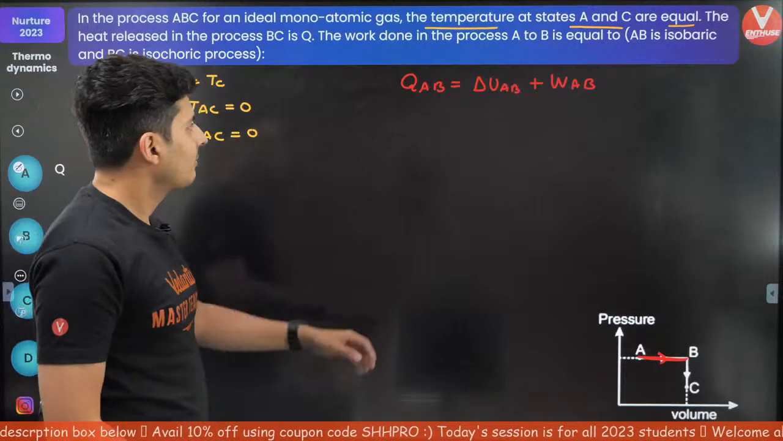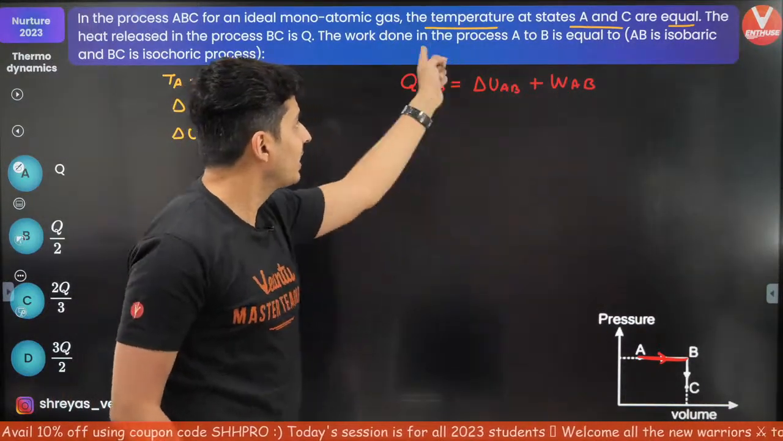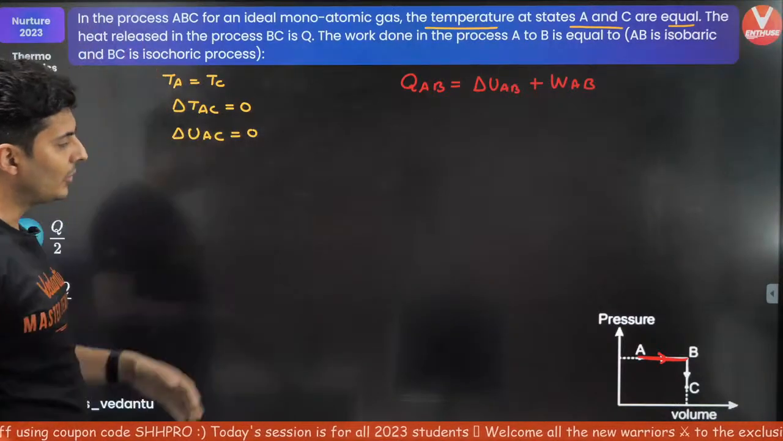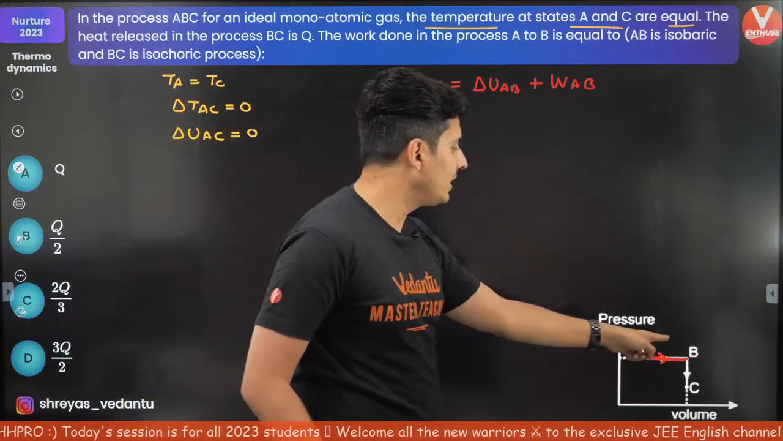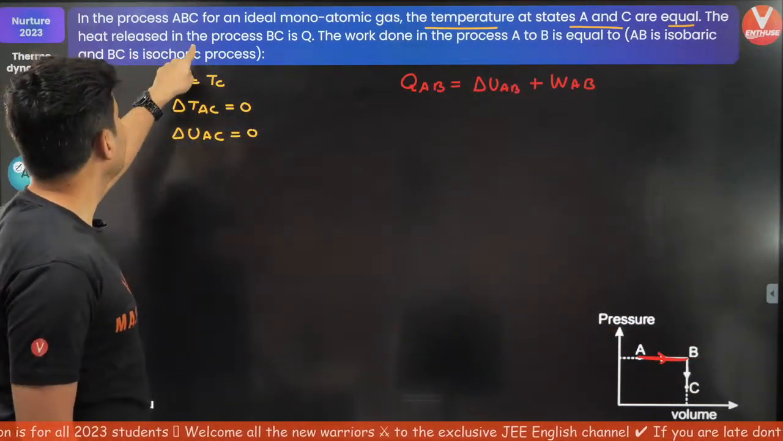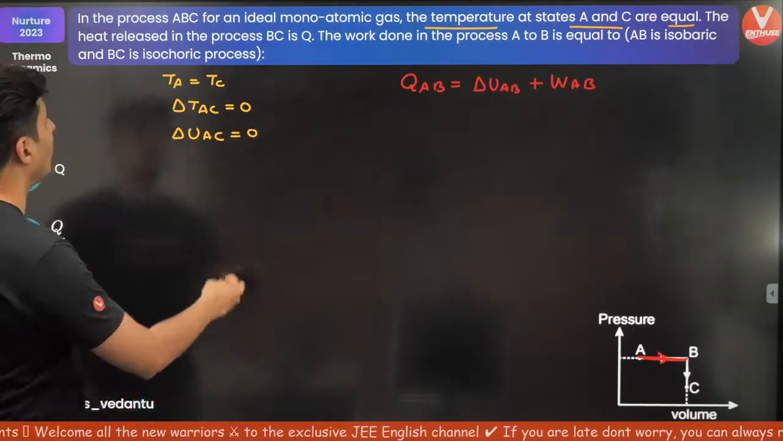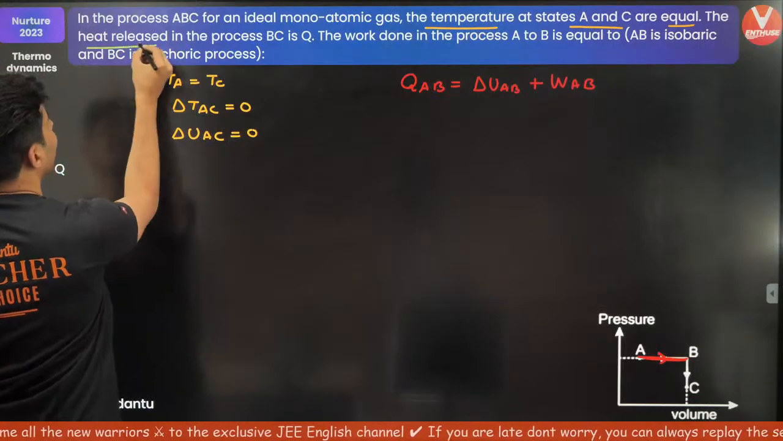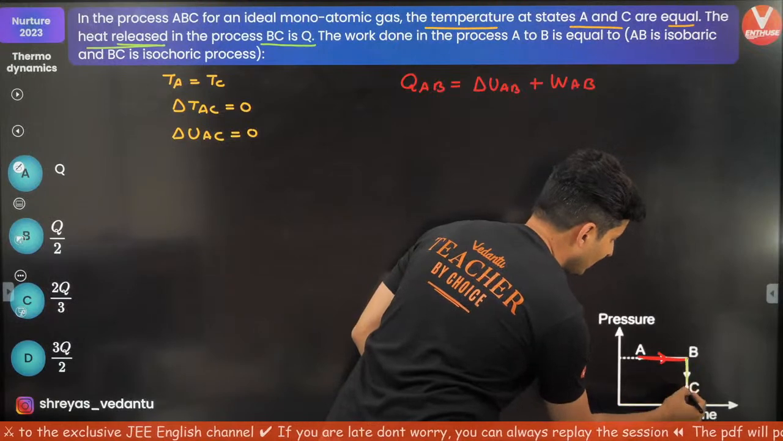Okay, fair enough. I don't know this, I don't know this. If I know both of them, I can find the work done from A to B. Okay, how do I do that? I think I need to make use of this fact. The total change in the internal energy is 0 and heat released in the process BC. There we go. Heat released in the process BC is Q. Very interesting.